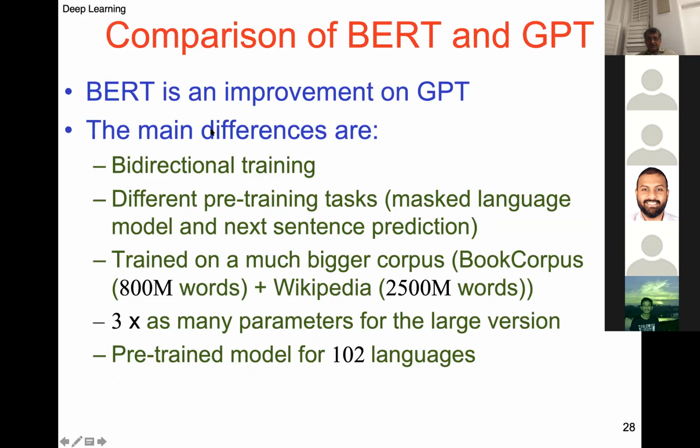Comparison of BERT and GPT. BERT is an improvement on GPT, that's GPT-2 it was. The main differences are bidirectional training, different pre-training tasks such as masked language modeling, and training on a much bigger corpus: the Book Corpus of 800 million words plus Wikipedia with 2,500 million words. It has 3 times as many parameters in the large version, and there is a pre-trained model for 102 languages.